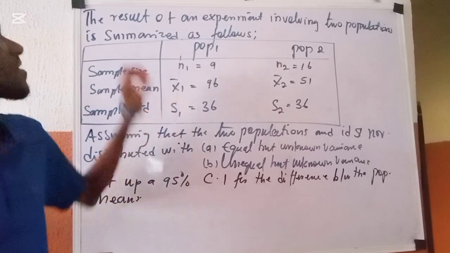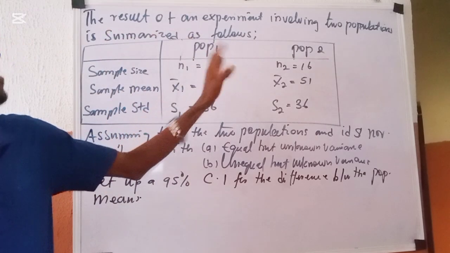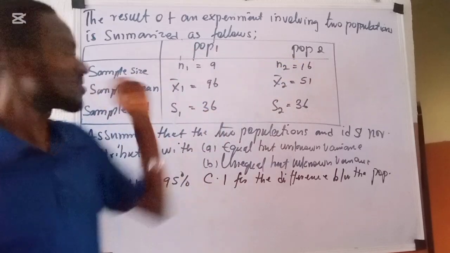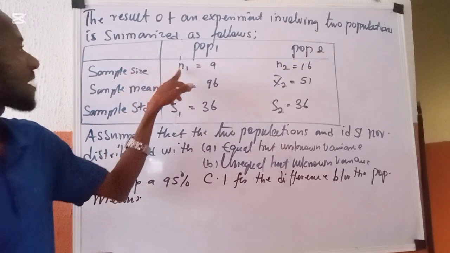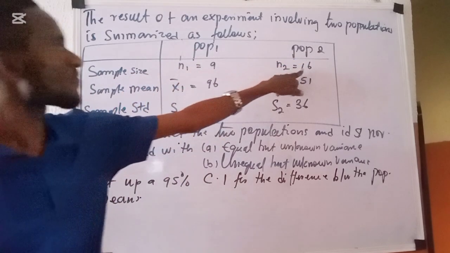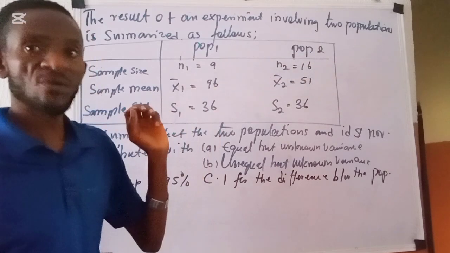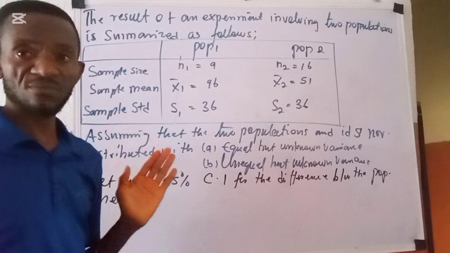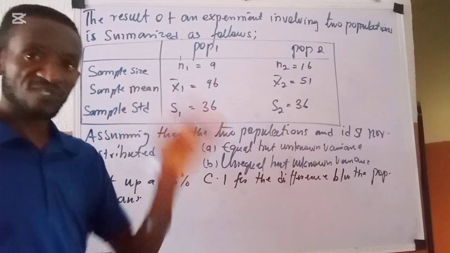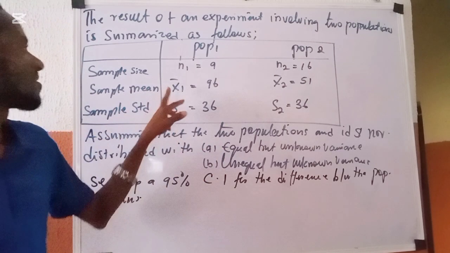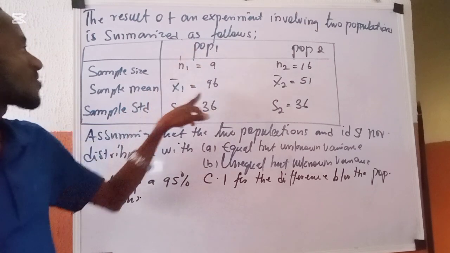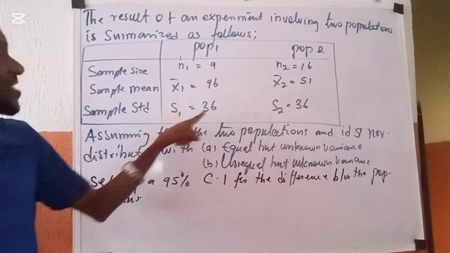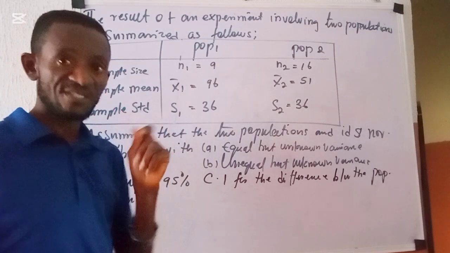You see, they say the result of an experiment involving two populations are summarized as follows. This is population 1 and population 2. This is the sample size. Sample size of population 1 is 9. That of population 2 is 16. So looking at them, first of all, we know that they are small samples. It's clear. None is up to 30. So we hold that one at hand. The sample mean here for population 1 and this one is this. Standard deviation here is 36. Standard deviation here is 36.